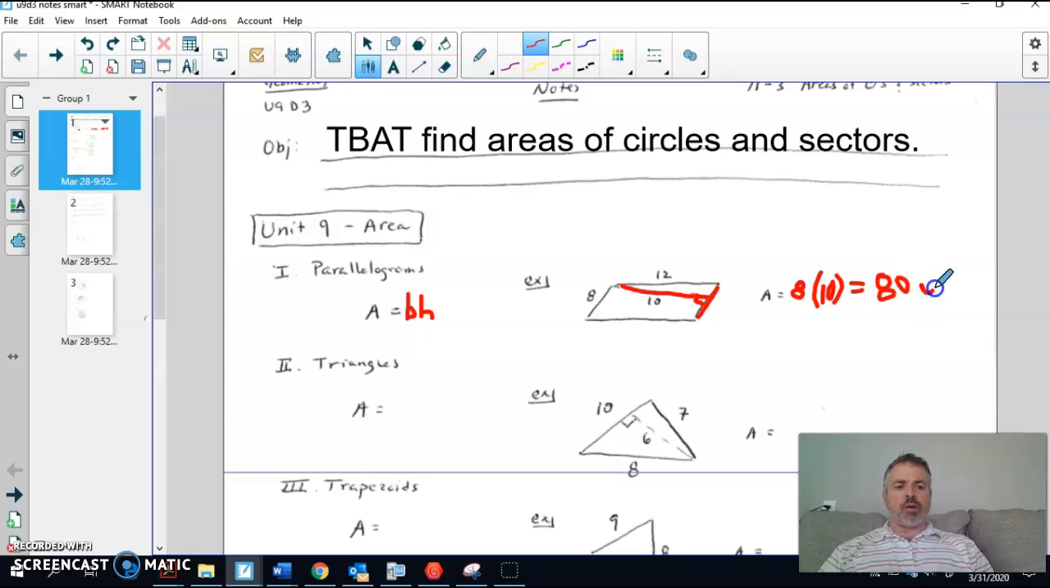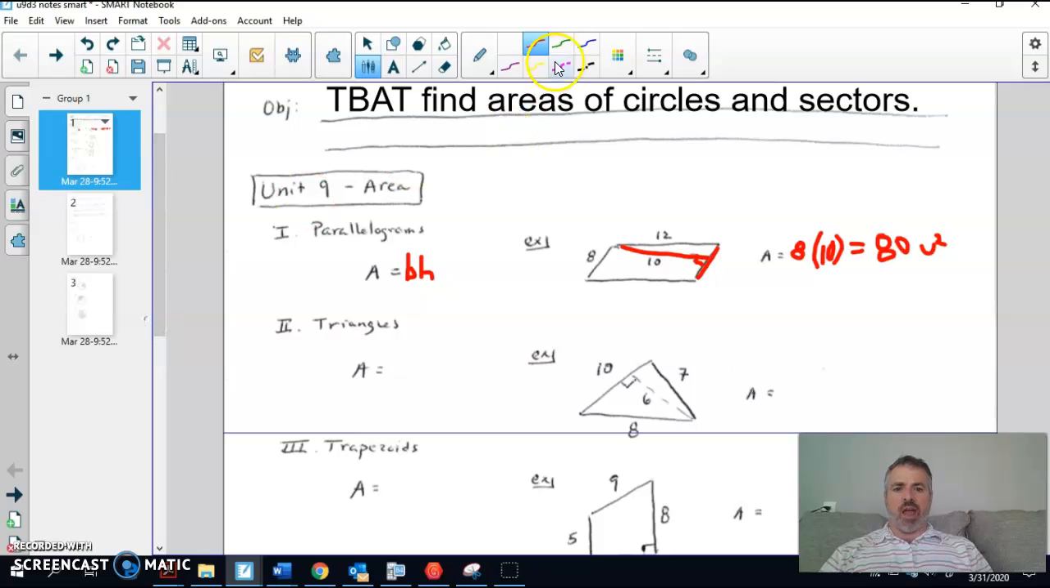You guys did that pretty well. I've seen the work that you turned in. It looks pretty good. Then we also looked at triangles, and we said that they're just half of a parallelogram. So the formula we're going to use for them is 1/2 the base times the height, where again base and height need to be perpendicular to one another.